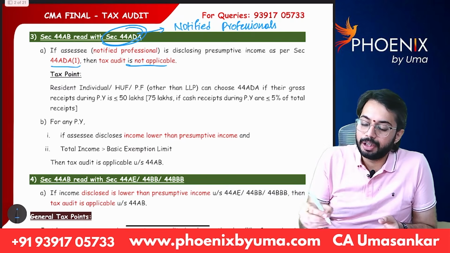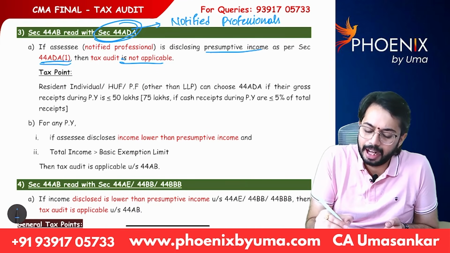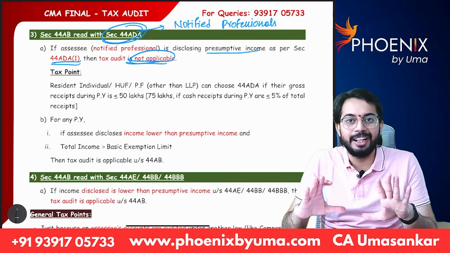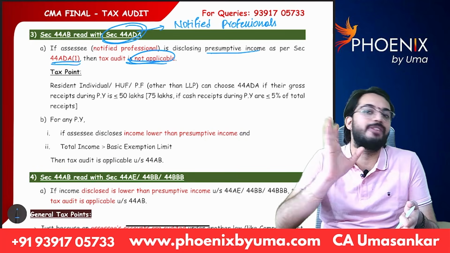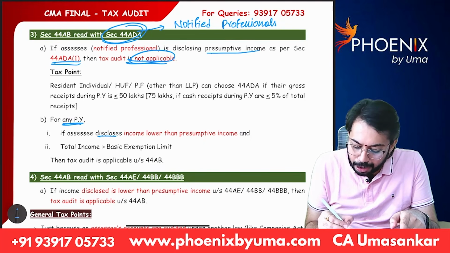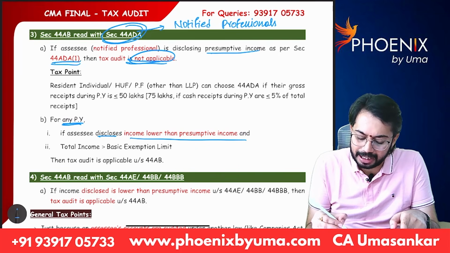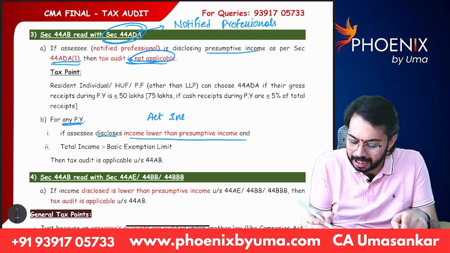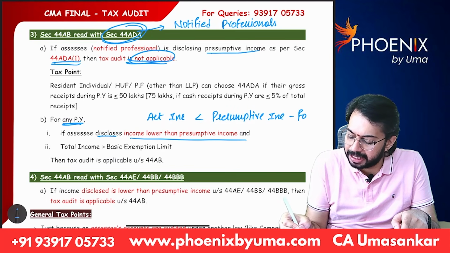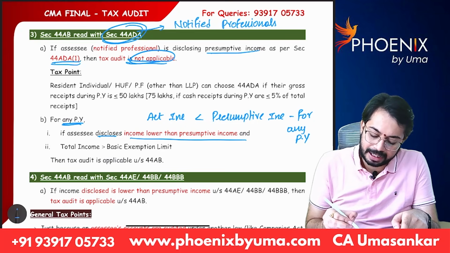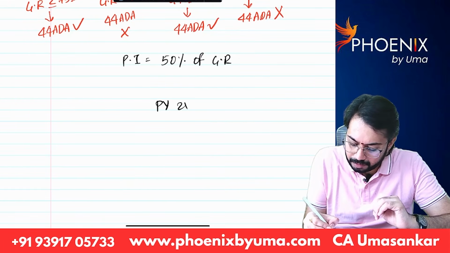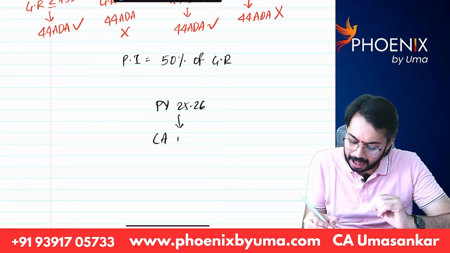Now, if anyone is disclosing presumptive income as per 44ADA, then tax audit is not applicable. Let's say I am a chartered accountant. Every year, I should disclose minimum 50% of gross receipts as presumptive income. For any previous year, if the assessee discloses income lower than presumptive income, that means the actual income is lower than presumptive income, and in that previous year total income is more than basic exemption limit. Let's say in 25-26, I am doing practice. I am a CA in practice.